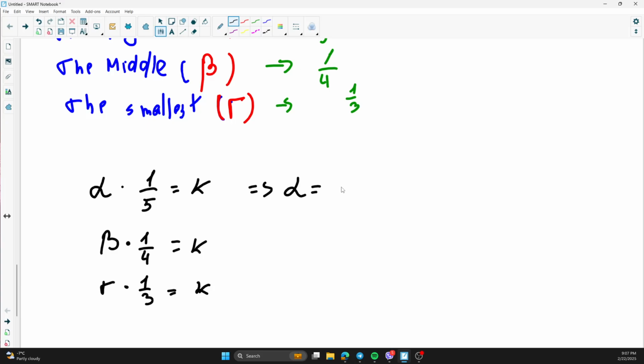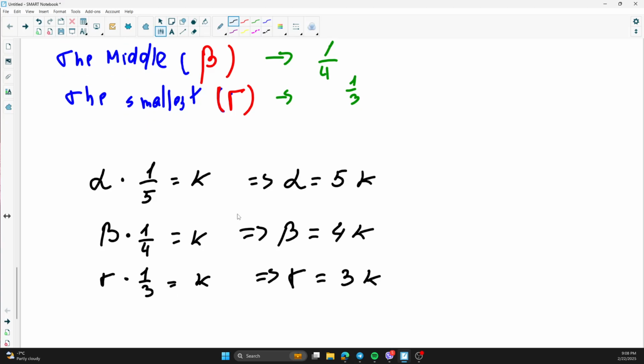Now tell me, alpha will be? Alpha equals k over 1/5, k divided by 1/5? Nah man, you have alpha times 1/5 equal with kappa. If you want only alpha, you need to multiply everything by 5 to get rid of this fraction, right? So then 5k. Beta equals 4k. And gamma equals 3k.